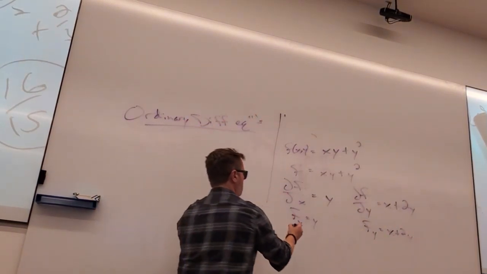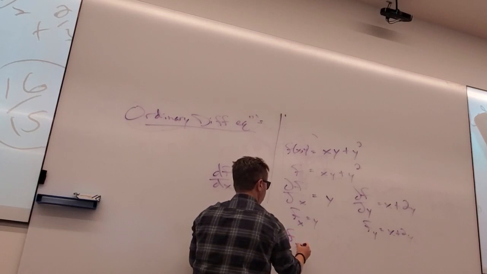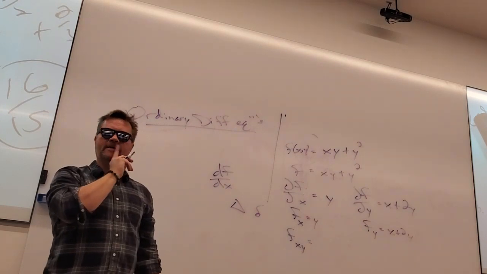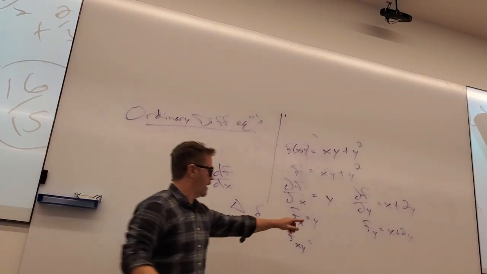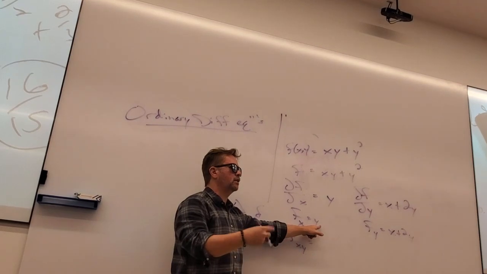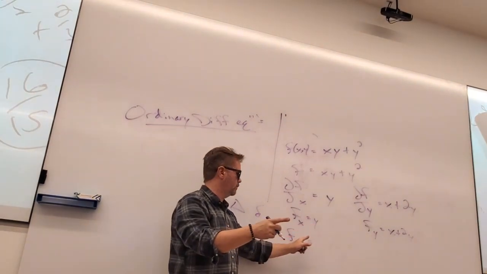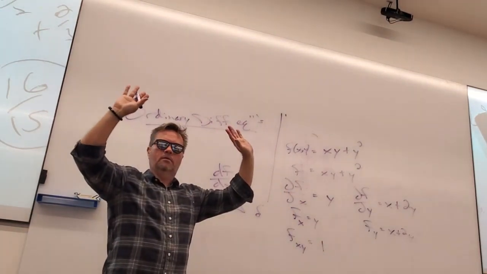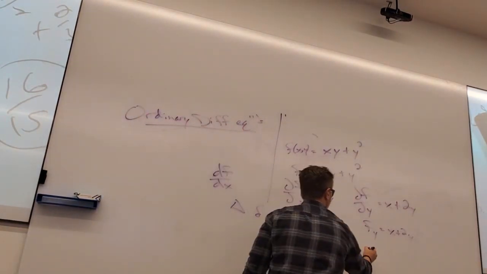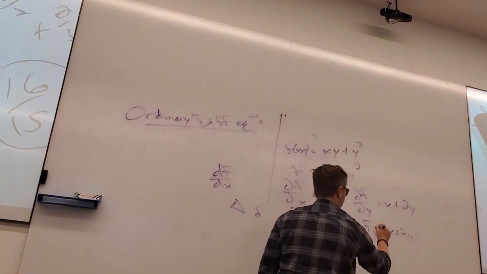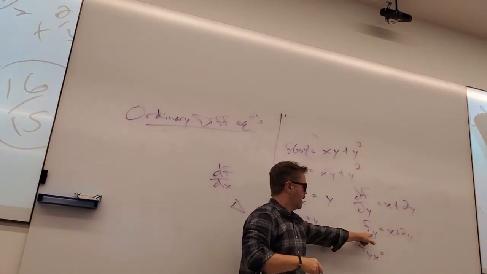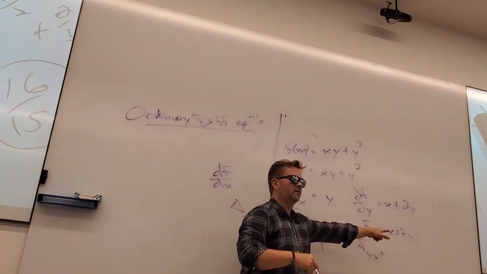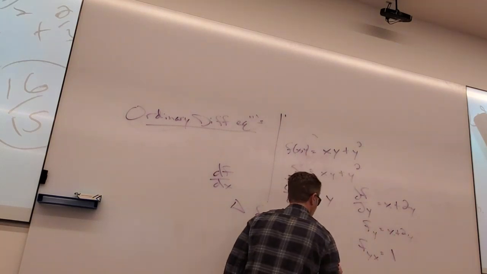Help me out, guys. What is this then? It's like a second partial. Take what we just got, but now take the partial derivative with respect to y. And what do you get? 1. What would this be? Same idea. Take what we just got, now hold y constant, take the derivative with respect to x. What do you get? 1. These are the same.